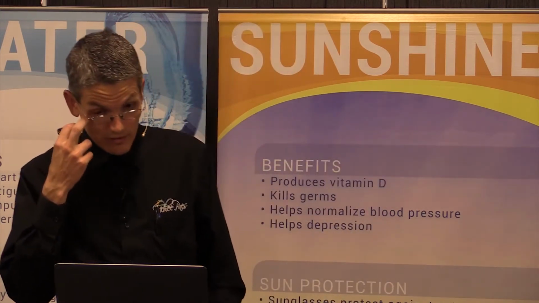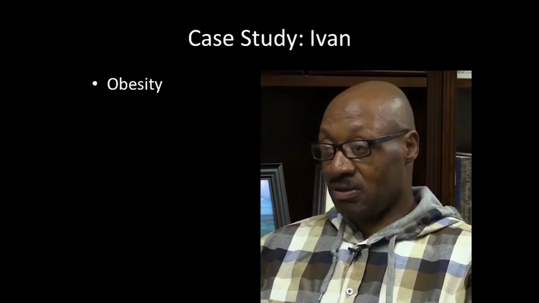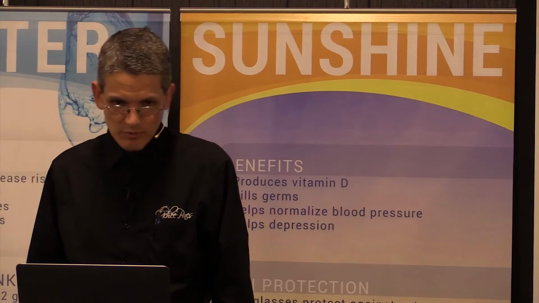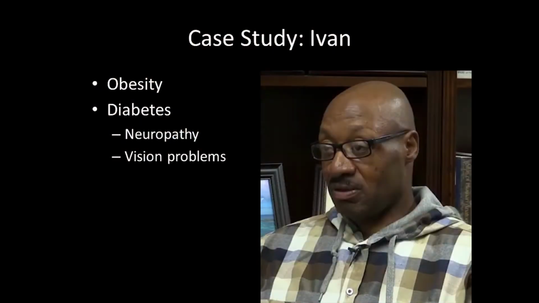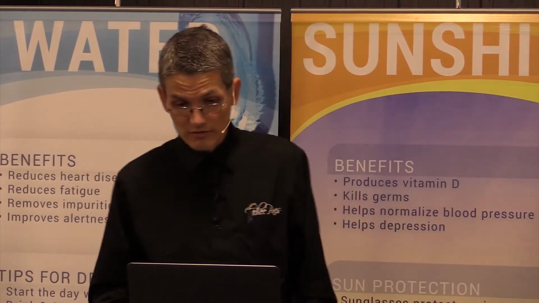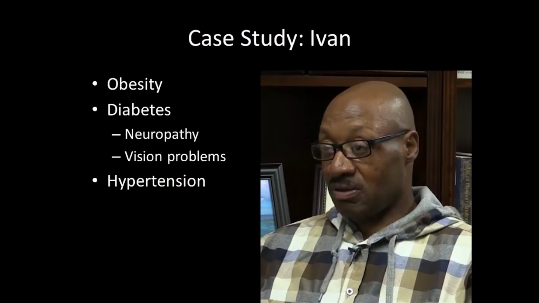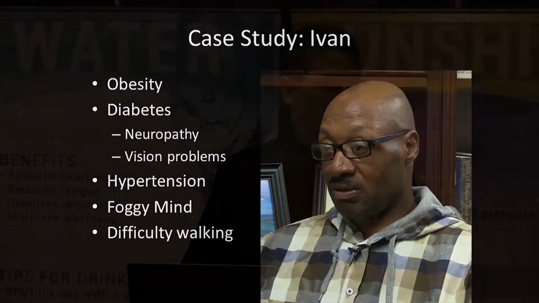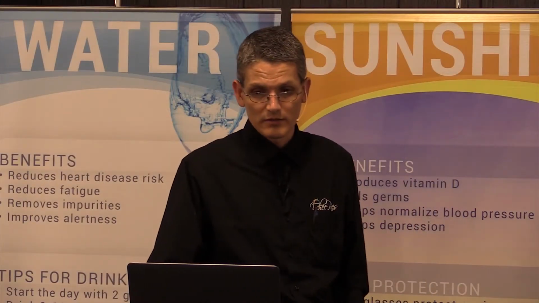Anyways, Ivan came to us, and he was dealing with diabetes. He was also obese and diabetic, and he had lots of neuropathy going on in his legs. It was very painful, burning type of sensation that was going on. He had problems with his vision. It was getting very blurry and having trouble seeing and trying to get new glasses. He also had high blood pressure, difficulty thinking. His mind was really foggy as well. And it was getting very difficult for him to walk. He was having a lot of trouble with it.